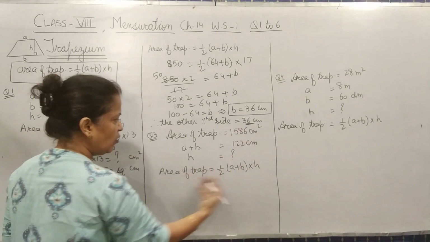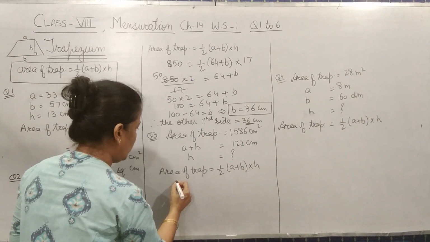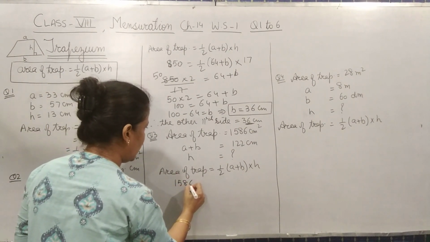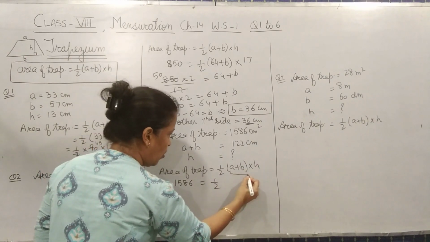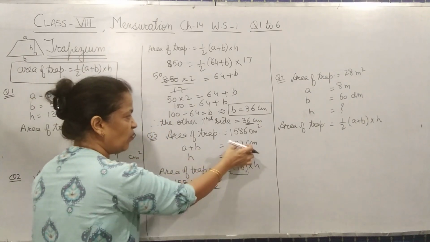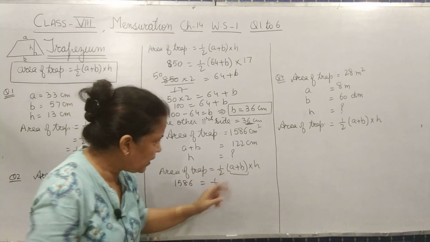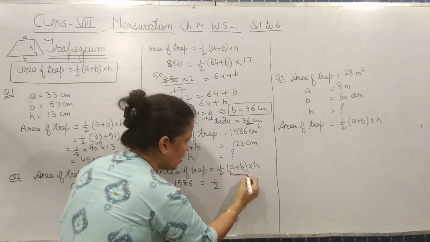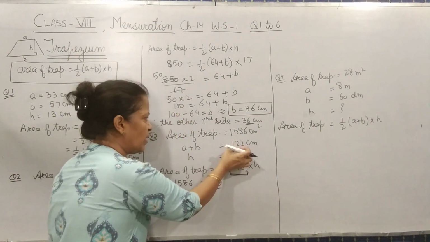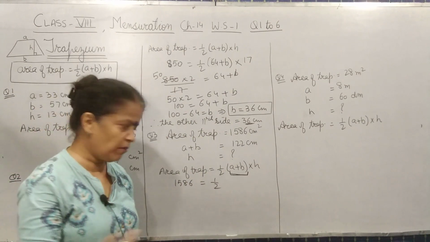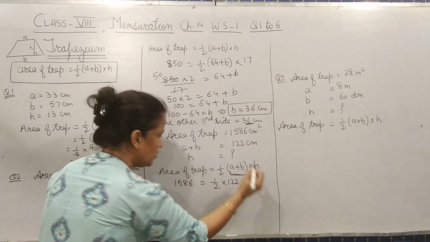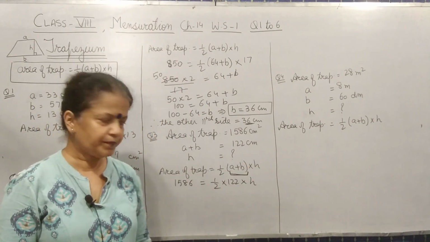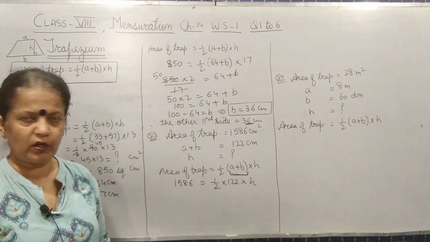Substitute all these values in the given formula. So it will come as 1586 equals half. Now look, this whole value A plus B is given. So what will we do? Instead of this whole A plus B, we will substitute this value because the sum is given. So it will come as 122 into H. Clear?